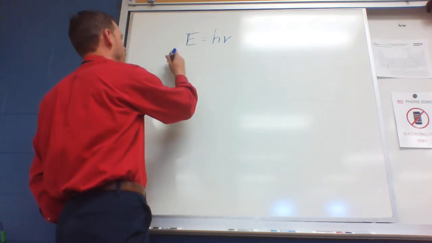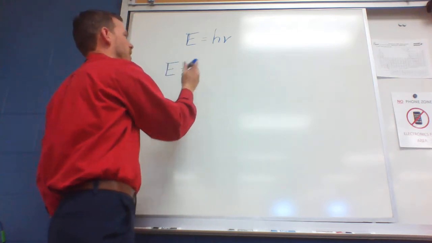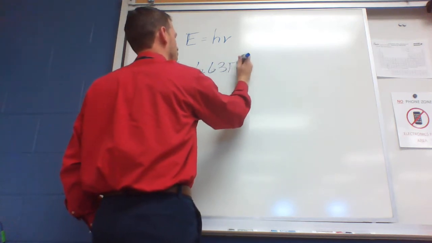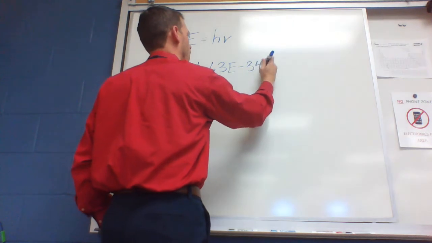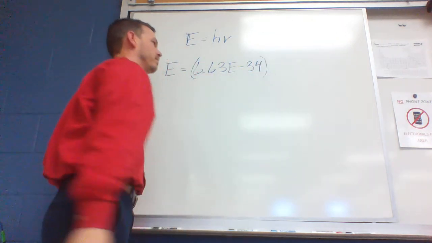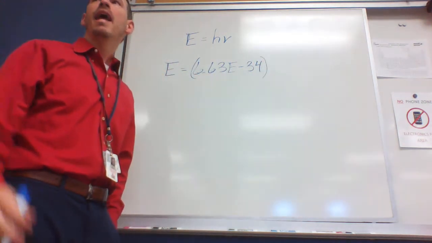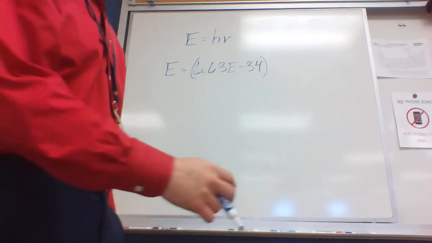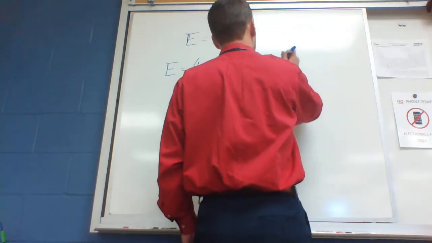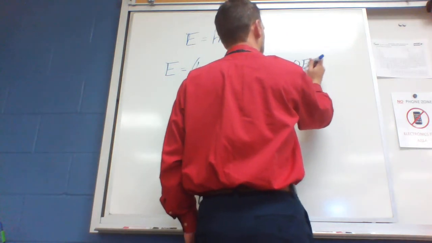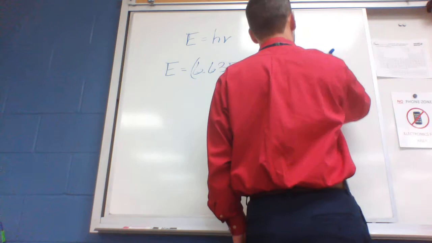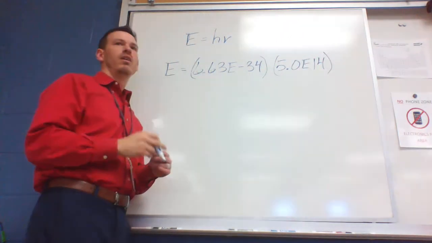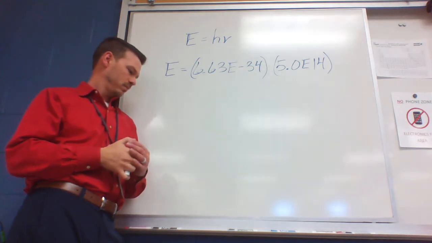So to solve for energy then, I'll take H, which is Planck's constant, of 6.63 E negative 34. And we want to multiply that by the frequency, which is a given value in the problem. See if you can quickly get an answer.